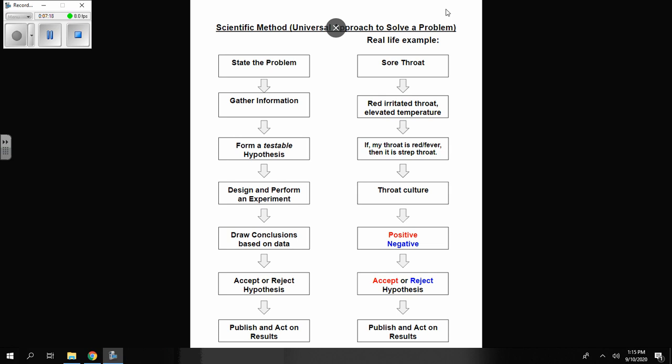The scientific method, we all use this. It's a universal approach to solving a problem. You do this all the time. On the left, I wrote each step. Here's a real life example.